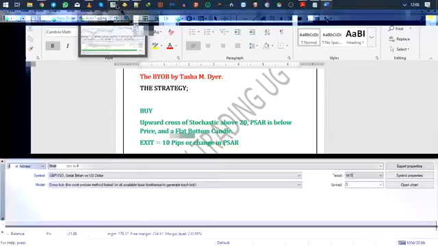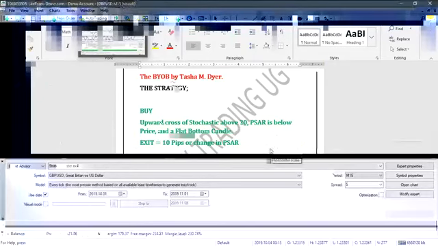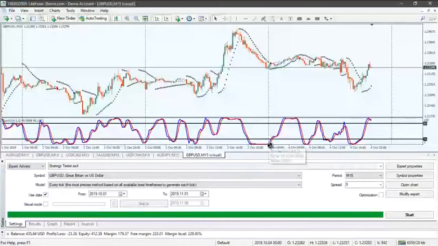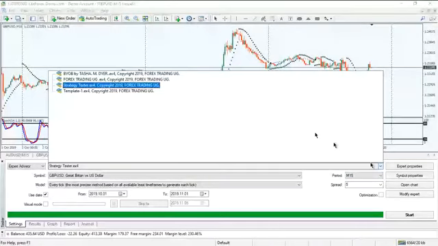Okay, so without further ado, look at this. This is exactly what we're looking at. PSAR has to be below price, but then we need an upward cross below the level of 20, and PSAR has to confirm, and then we will open a buy position. And then for a sell position, PSAR is above, and we have a downward cross above the level of 80.